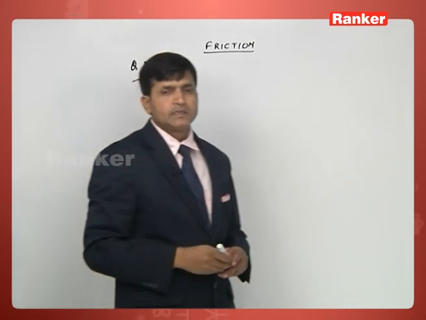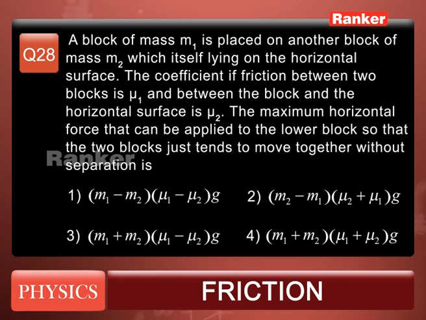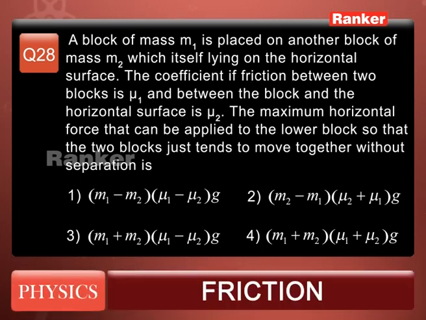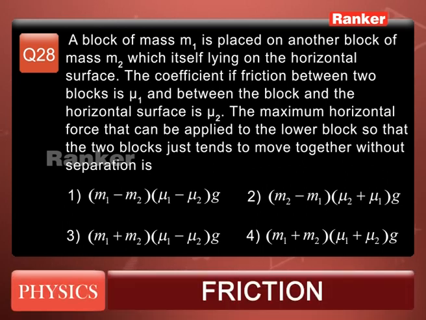The question is like this: a block of mass m1 is placed on another block of mass m2, which itself is lying on the horizontal surface, and the coefficient of friction between the two blocks is mu1, and between the block and the horizontal surface is mu2. The maximum horizontal force that can be applied to the lower block so that the two blocks just tend to move together without separation.